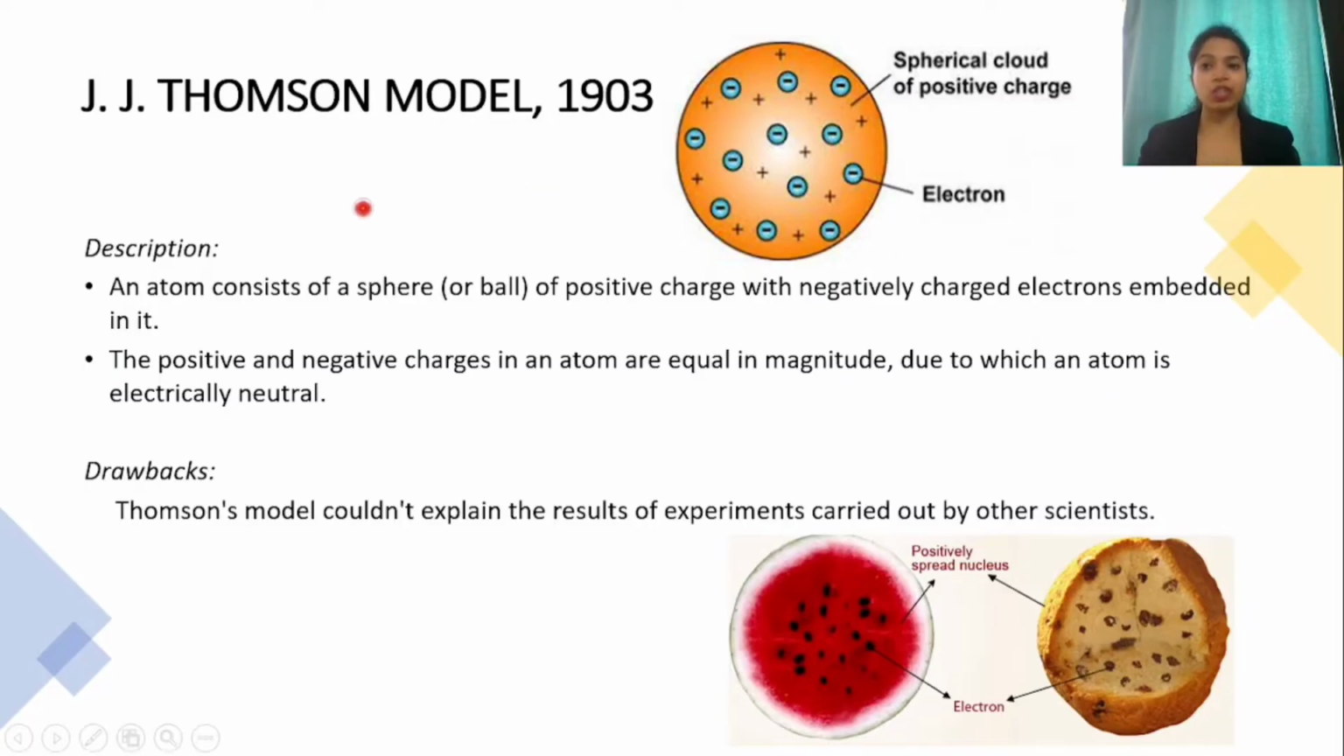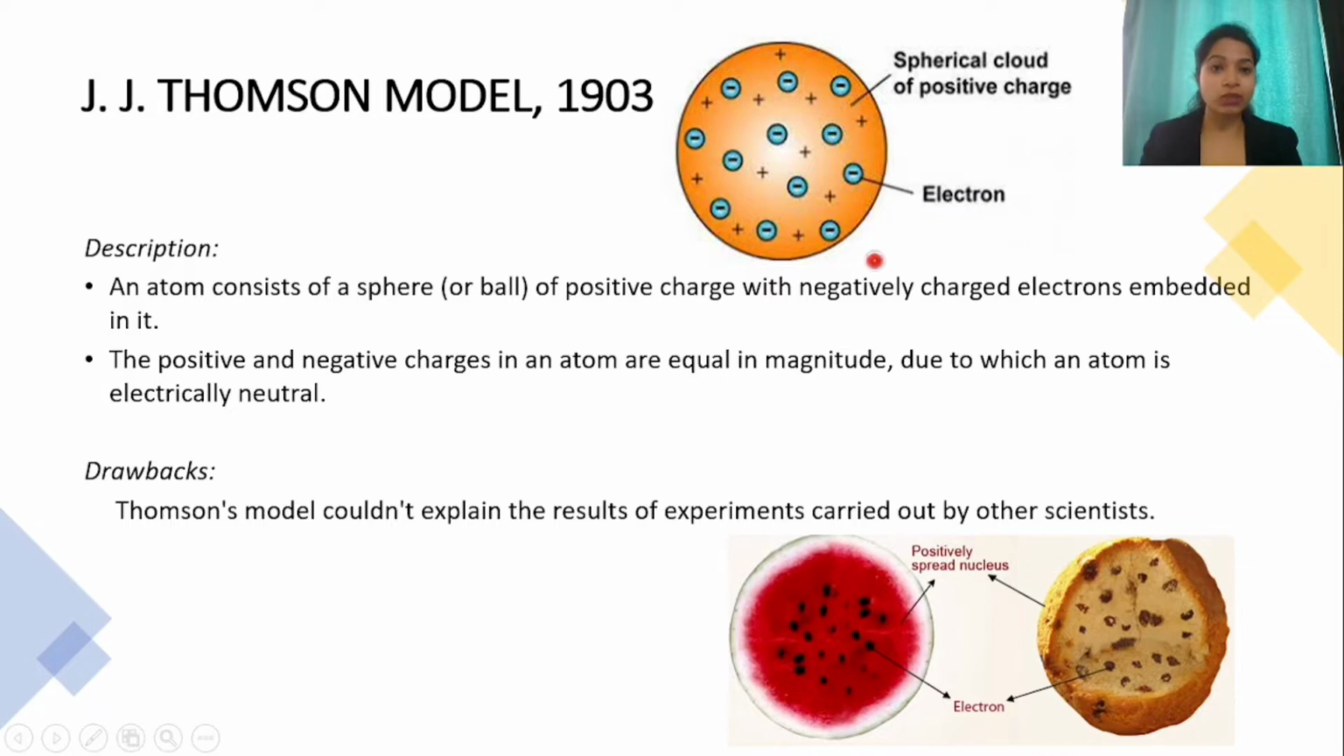Firstly, we have the J.J. Thomson model. J.J. Thomson suggested that the atom consists of a sphere of positive charge with negatively charged electrons embedded into it. And the positive and negative charges in an atom are equal in magnitude, which makes the atom electrically neutral. So what he basically meant was that the structure of an atom is similar to that of a pudding, or we can say a watermelon. For example, in the watermelon, you have this reddish structure and in that, the seeds are embedded into it.